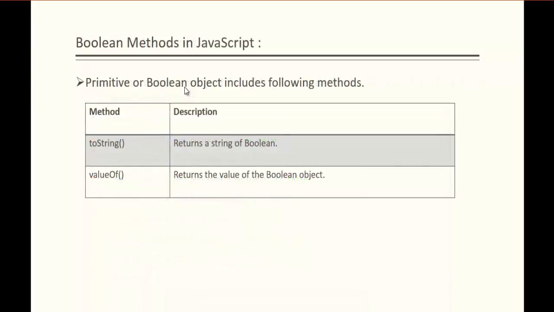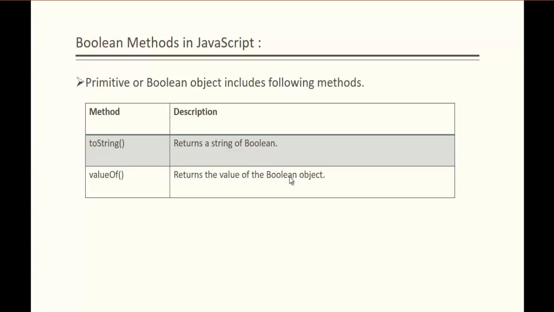Okay, and coming to the next slide, we have something called Boolean methods in JavaScript. So a primitive or Boolean object includes the following methods. They are toString and valueOf. What is this toString going to return? It returns a string of the Boolean. The Boolean values will be true or false, and those values will be returned in string format.